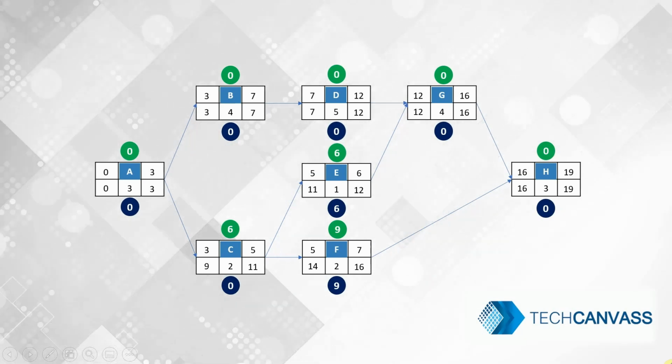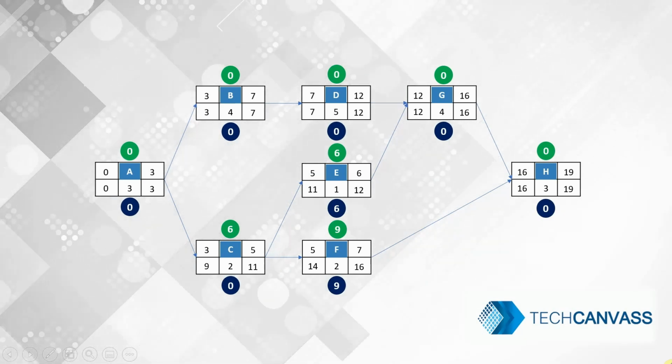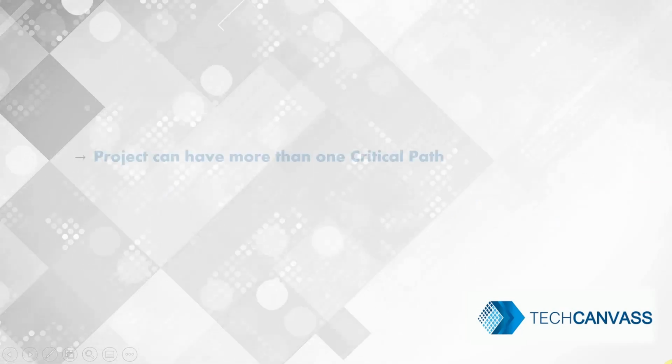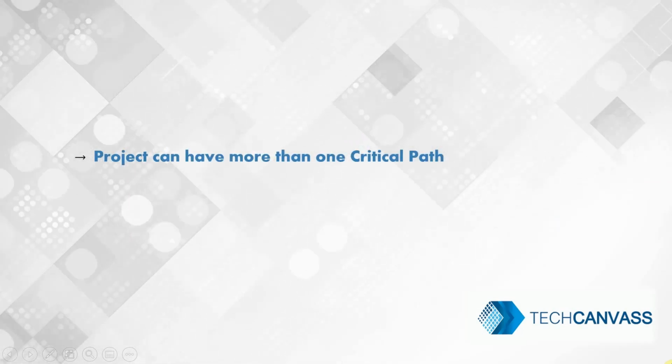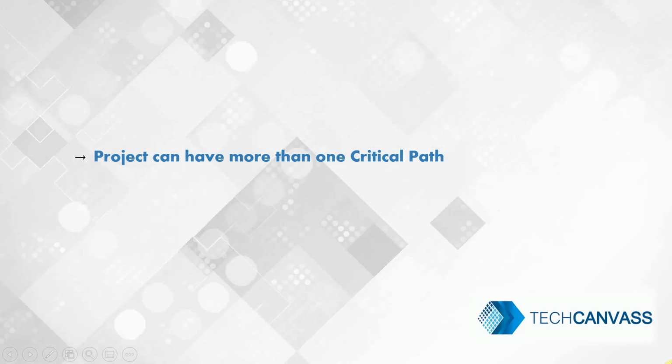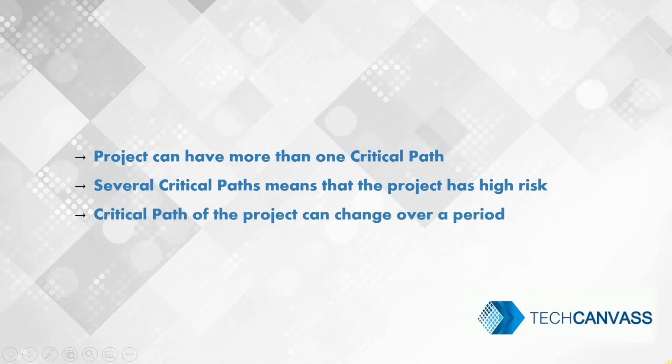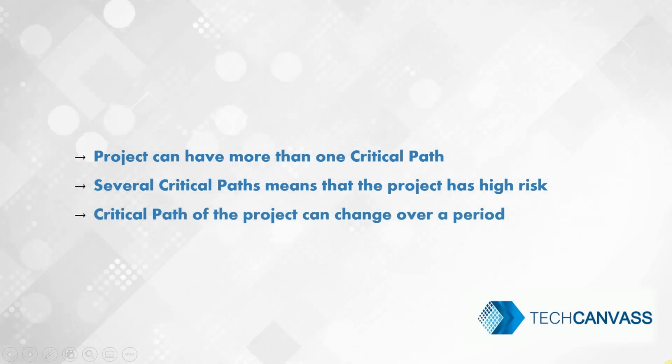Now, you would have noticed by now that free float for all activities across the critical path is 0, similar to total float. Now, keep in mind that a project can have more than one critical path. Several critical paths means that the project has high risk. Also, the critical path of the project can change over a period of time.